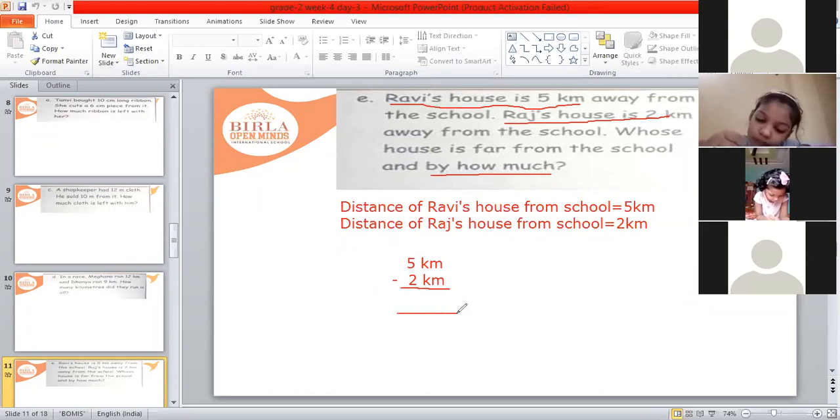So 5 minus 2 is how much? Tanishka, 5 minus 2. Tanishka, 5 minus 2 how much? Tanishka, show me your 5 fingers and take away 2 quickly. 3, ma'am. Yeah, so 5 minus 2 is 3. So we will write here 3 kilometers. And again, I am writing this kilometer, you will write in another box, okay?